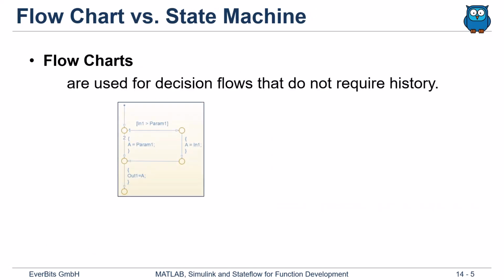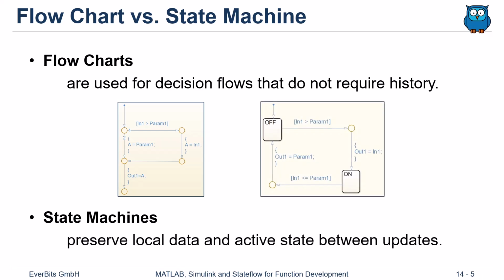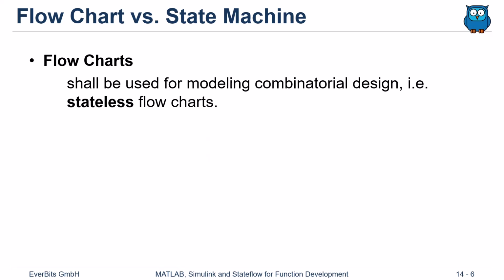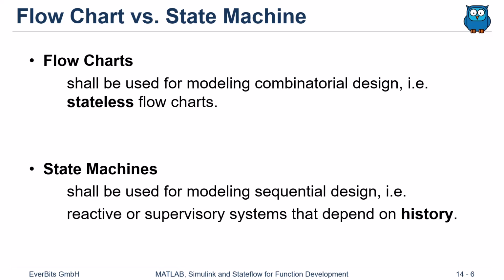The flowcharts are used for decision flows that do not require history. The state machines preserve local data and active state between updates. So, flowcharts shall be used for modeling combinatorial design, like stateless flowcharts. And state machines shall be used for modeling sequential design, like reactive or supervisory systems that depend on history.